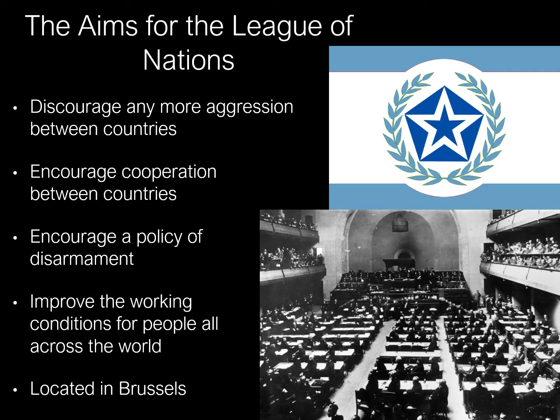Originally, the aims of the League of Nations was to discourage any more aggression between countries, to encourage cooperation between countries, encourage a policy of disarmament, while working to improve the working conditions for all people across the world. However, the League was located in Brussels, and while this was ultimately the only main point of Wilson's 14 points that was done, it did serve a purpose.